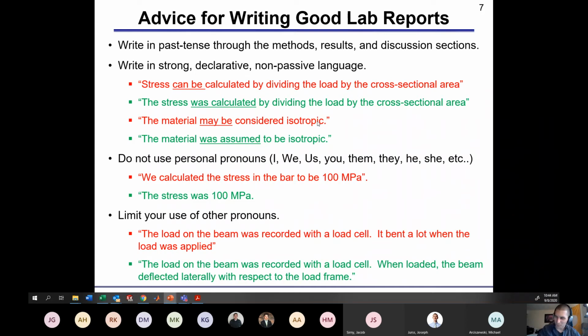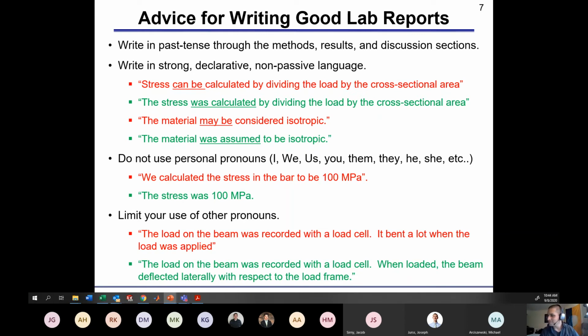So a bad example would be: stress can be calculated by dividing the load by the cross-sectional area. Okay, that's very passive. It can be, but did you do it that way? You need to be clear. The stress was calculated by dividing the load by the cross-sectional area. That's very succinct, non-passive. This is how it was done.